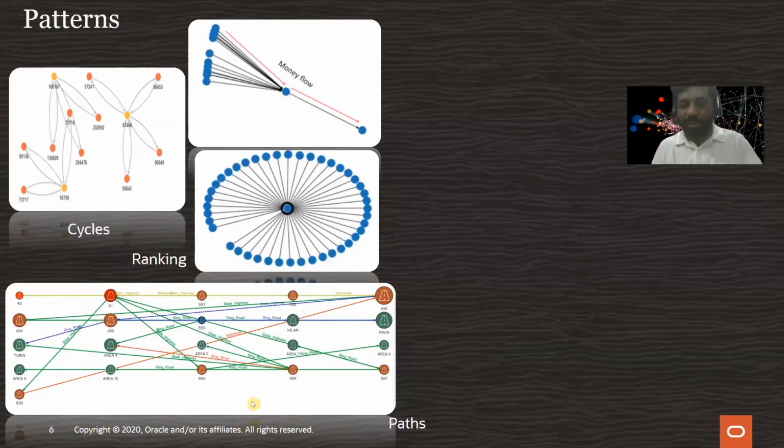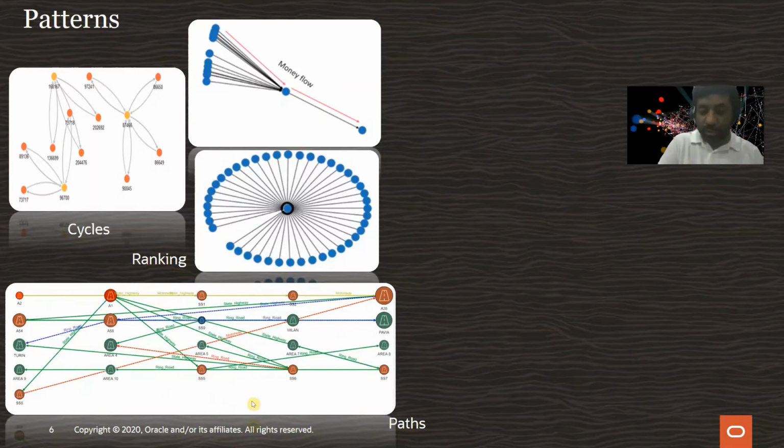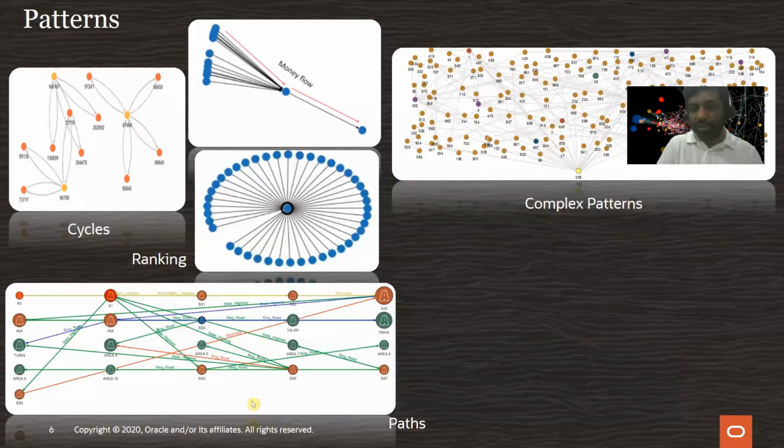It can obviously be used in the financial fraud circle as well, based on the hop analysis to find how many hops in a shortest path you have between two different nodes, or find accounts through which most of the money flows. So path analysis can be useful in that particular way. And obviously you can also have the complex pattern. So we have one of the complex patterns, which is highlighted on the top right of the screen.